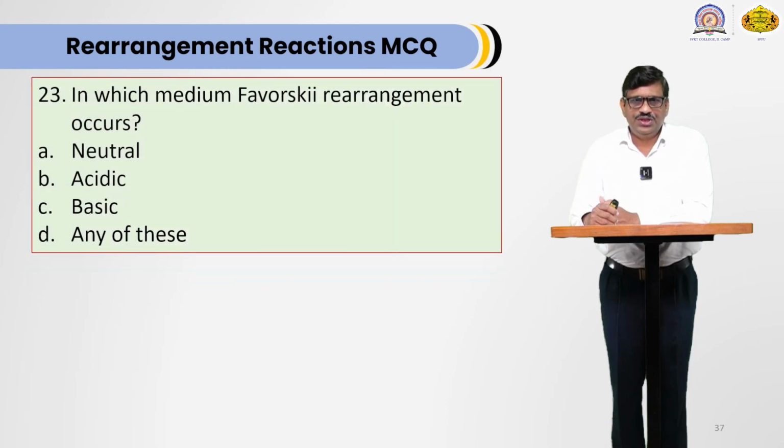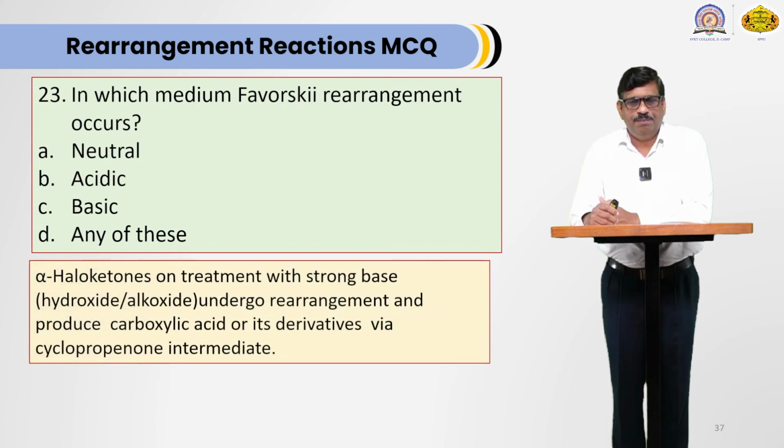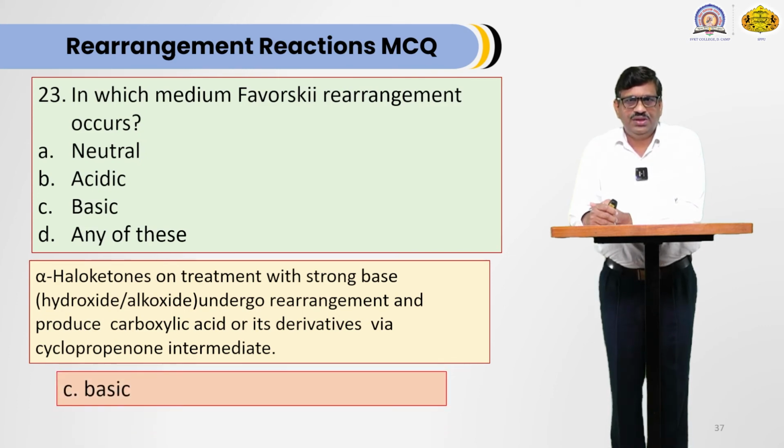Question number 23. In which medium does Favorskii rearrangement occur? Option A neutral, option B acidic, option C basic, option D any of these. We know that in Favorskii rearrangement, alpha haloketones are treated with a base like sodium hydroxide or alkoxide, and it produces a cyclopropanone intermediate. Finally, basic is the medium which is used in this Favorskii rearrangement, and the correct answer is basic medium.